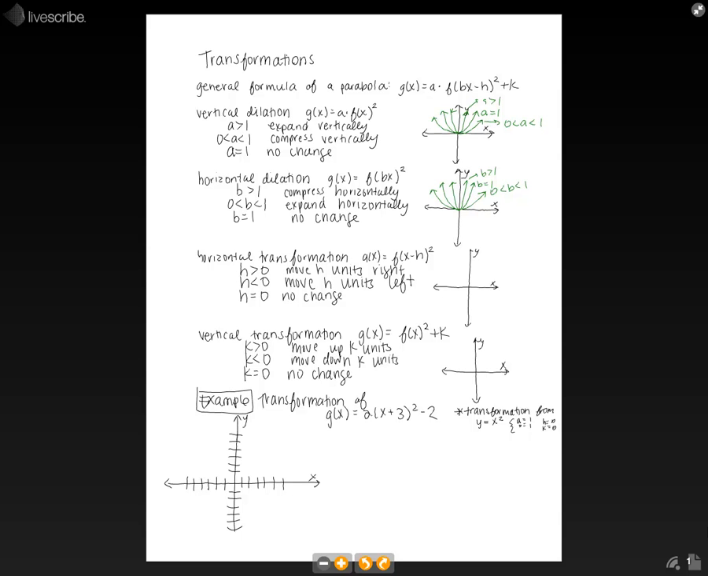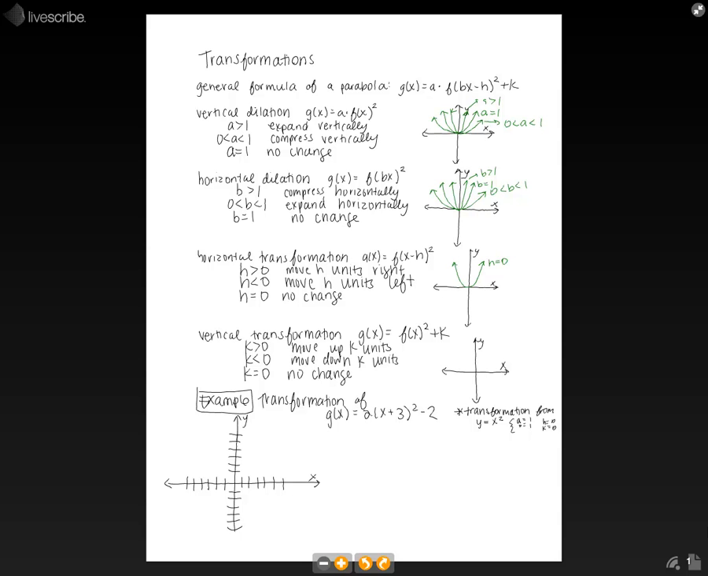A horizontal transformation occurs with the h portion of the equation. So if h is greater than 0, move h units to the right. If h is less than 0, you move h units to the left. And if h is equal to 0, there's no change. So if this is our original parabola, this would represent h equals 0 because there's no change.